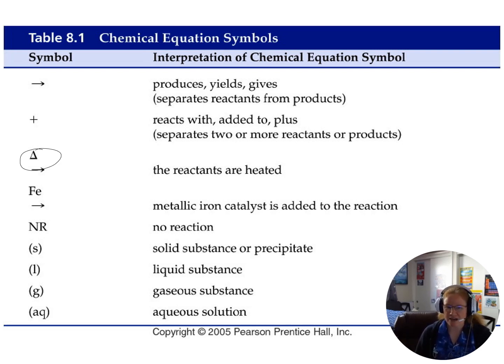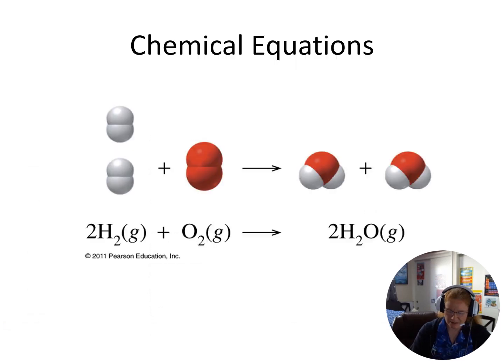If a reaction yields NR, that means no reaction. That means absolutely nothing happened. And then, as I mentioned earlier, we've got our little symbols in these parentheses. S is solid, L is liquid, G is gas, and AQ is an aqueous solution. And aqueous solution means dissolved in water. So aqueous solutions are dissolved in water. And then there's just a final depiction of our water forming from its constituent elements with our balanced equation.